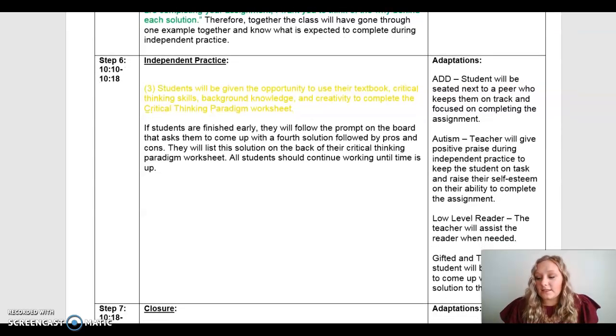And then independent practice, so we have 3 here again, deepens learning and links prior knowledge to new concepts. So students are given the opportunity to use their textbook, critical thinking skills, background knowledge, and creativity to complete the thinking paradigm worksheet. So they are really deepening their learning by linking all that prior knowledge and all that new knowledge together to come up with those solutions and answers to the critical thinking paradigm.